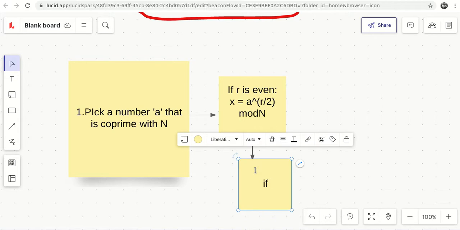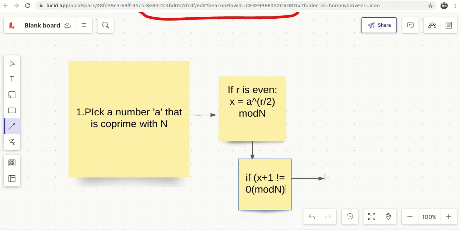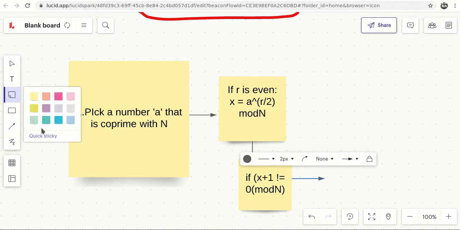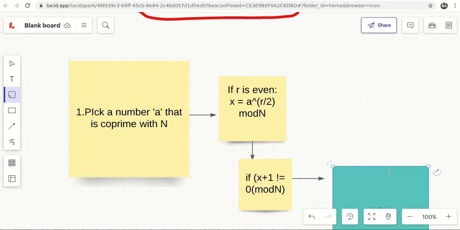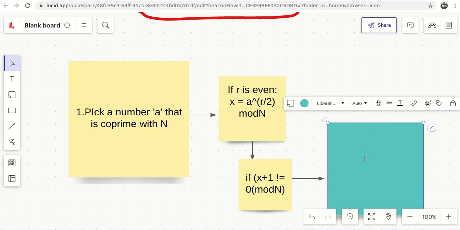If x plus 1 is not equal to 0 mod n, then P is equal to either GCD of x plus 1 comma n, or GCD of x minus 1 comma n.